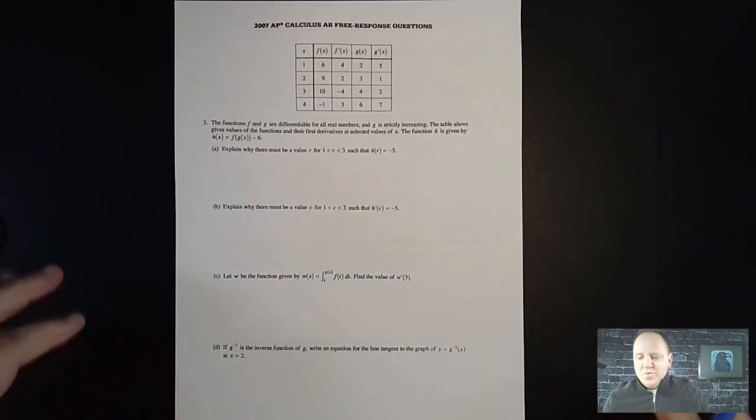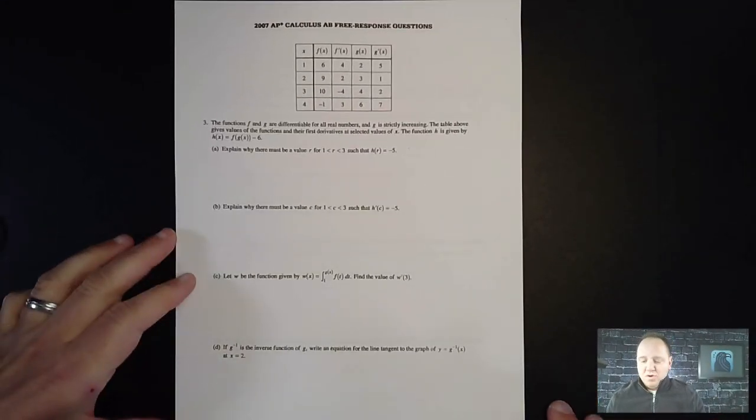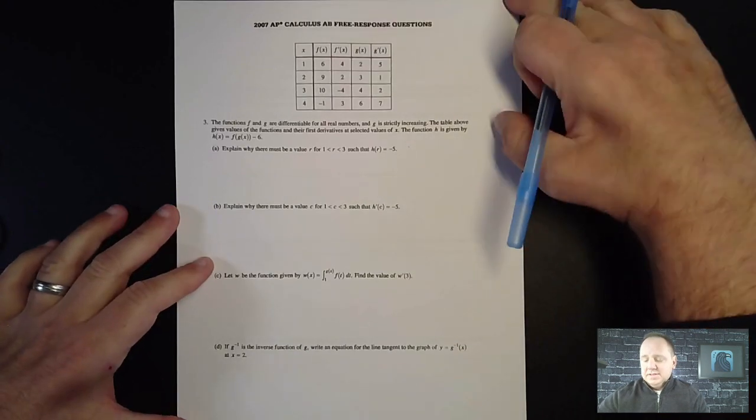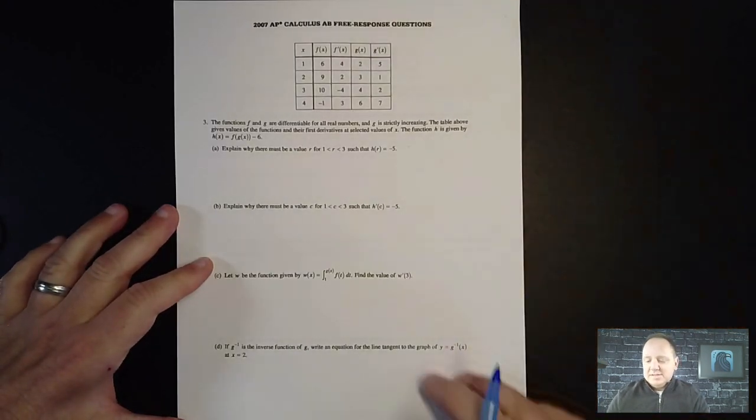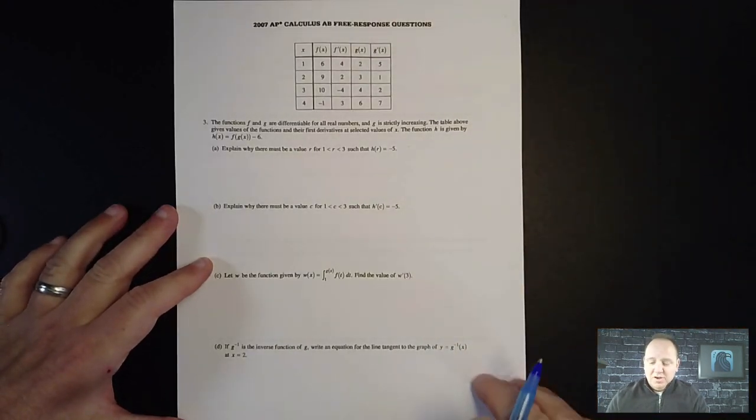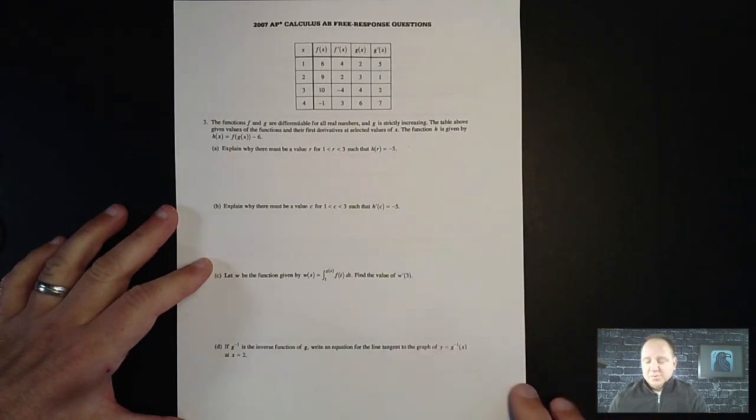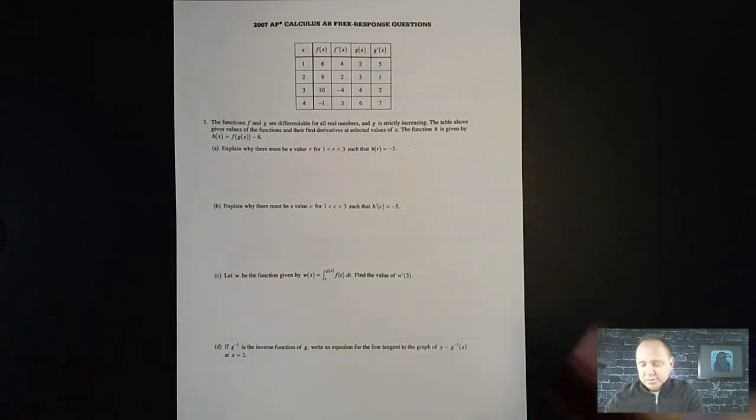All right, let's rewind into some theorem work. To me, this is definitely a must-review FRQ, number 3 from the 2007 AB exam. It just has a lot of fundamentals in here that I, especially as a teacher, love to go through. So let's walk through this one and see what's going on.